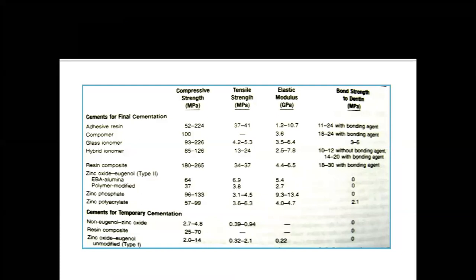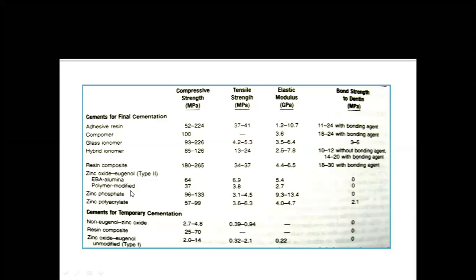Okay, now cements for your final cementation. See, if they ask you a question, cements for temporary cementation, you have your non-eugenol. Okay, you have your zinc oxide eugenol, and then you also have a resin composite. Resin composite. It is not resin cement. It is a resin composite. Okay. Now, when you're asking cements for final cementation, you have adhesive resin, you have compomers, you have glass ionomers, you have hybrid ionomers, you have resin composites also again, and then you have zinc oxide eugenol type 2, EBA alumina polymer modified. Okay, you have zinc phosphate and zinc polyacrylate. Okay, and zinc polycarboxylate also.